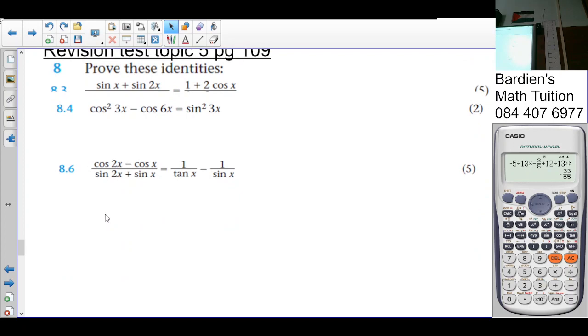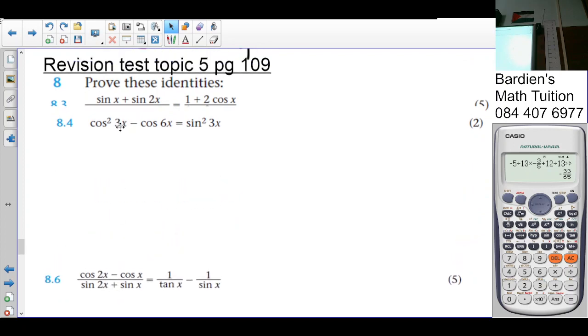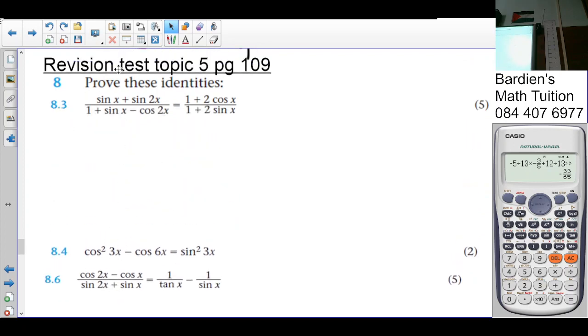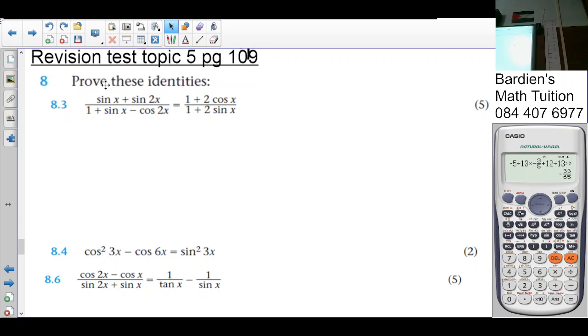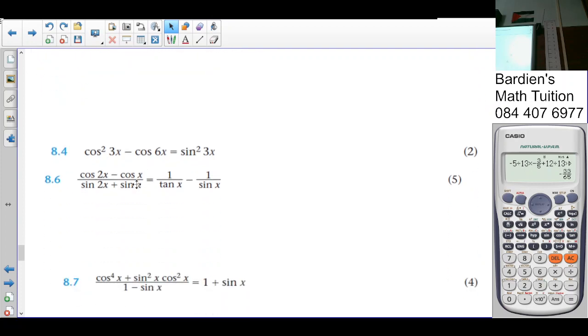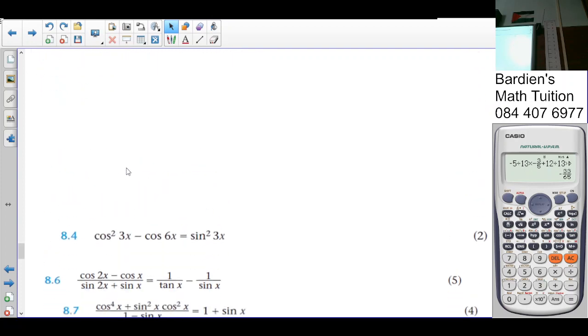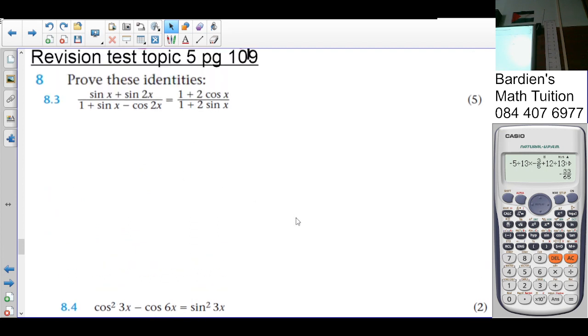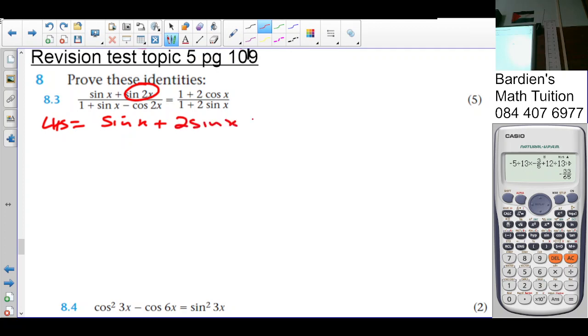Number 8. We are asked to prove the following identity. In 8.3 you asked me to do. Right, so what do we have here? Double angle. So left hand side equals sine x plus 2 sine x cos x over something.